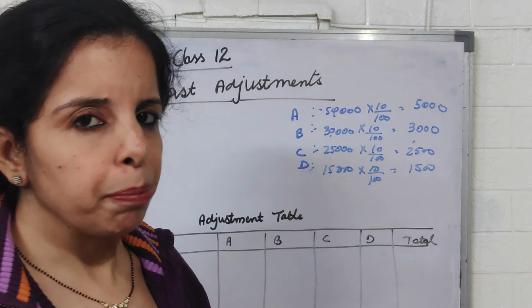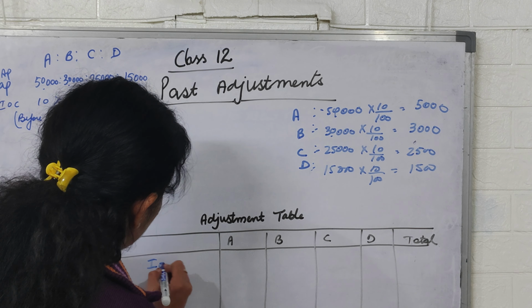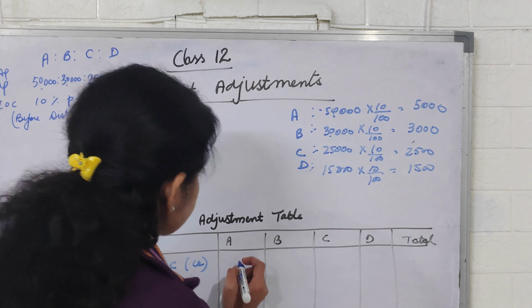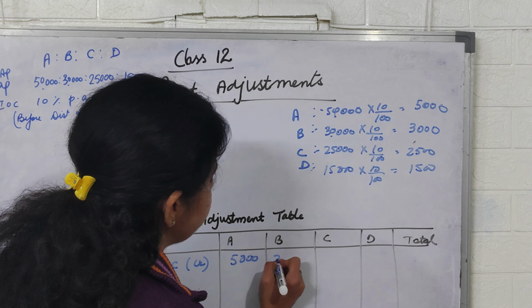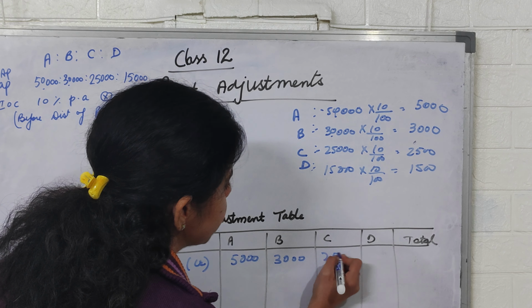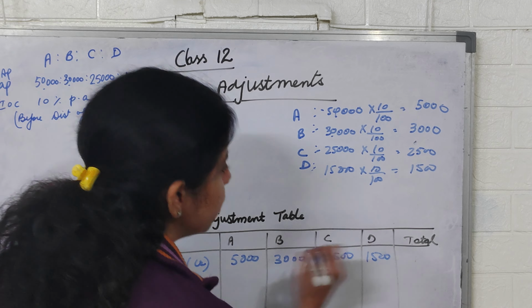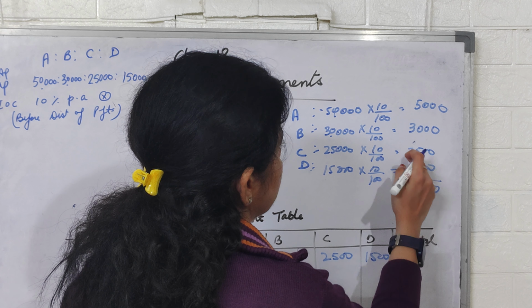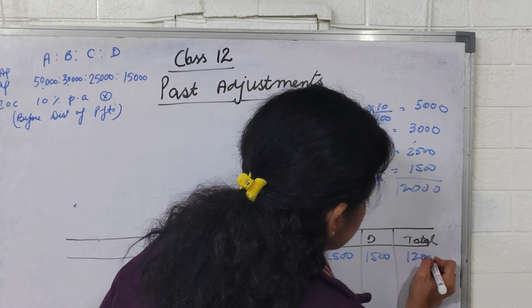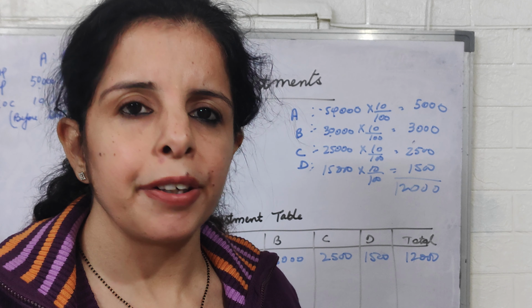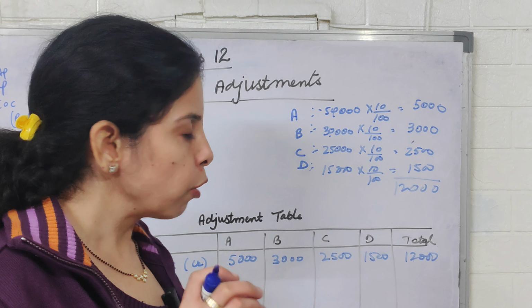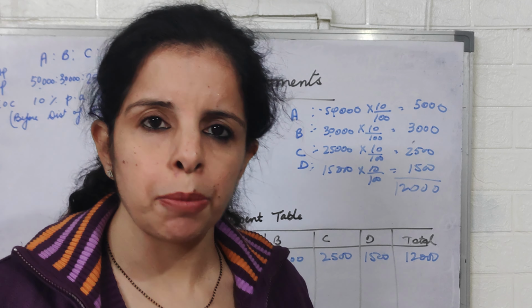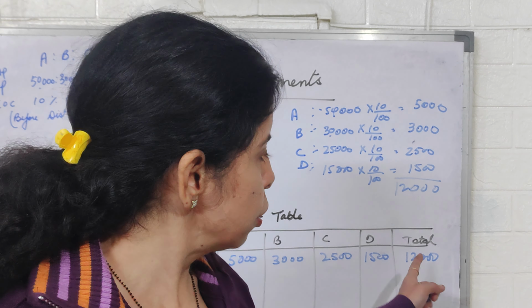So now we are going to pay this interest on capital. So the partners' capital accounts will be credited with this amount. A will be credited by 5,000, B will be credited by 3,000, 2,500 to C and 1,500 to D. So the total comes to 12,000. So 12,000 is the total amount the firm has to pay as interest on capital to the partners. Now this 12,000 was not paid and profit was distributed. So the excess profit which was distributed without paying interest on capital was 12,000.